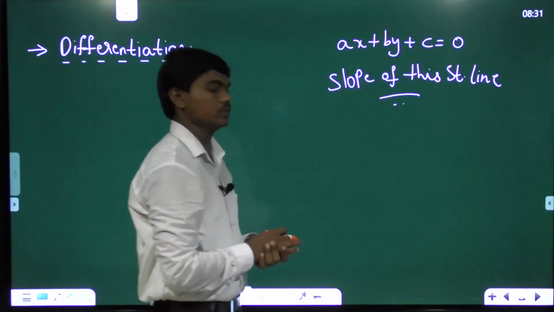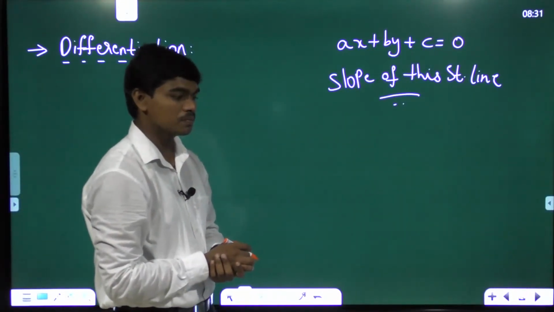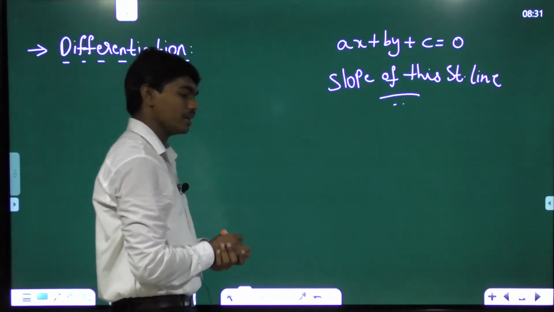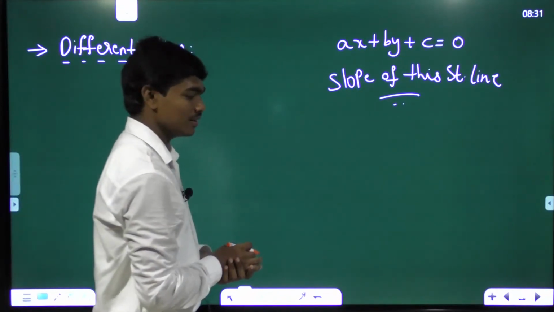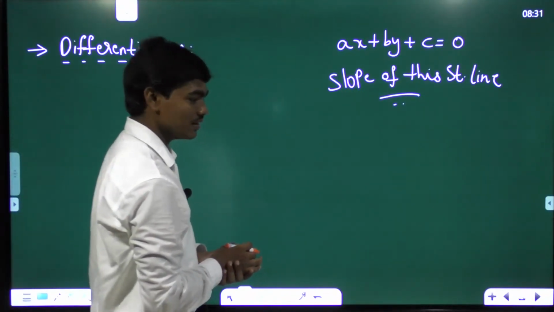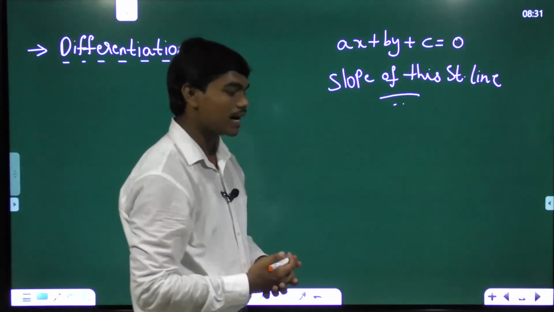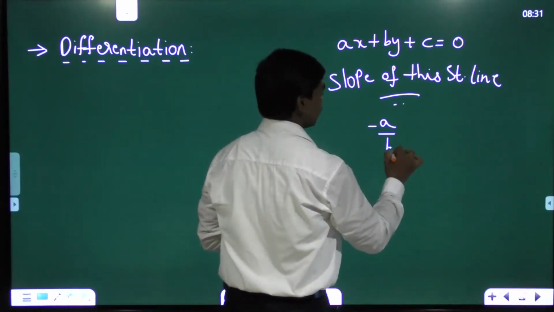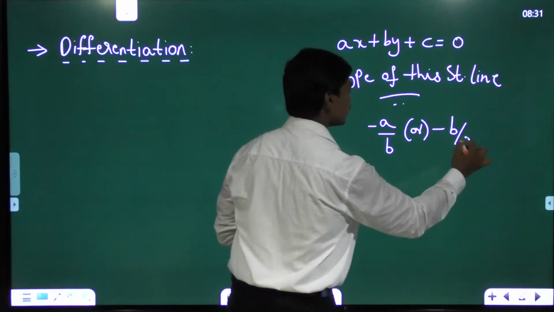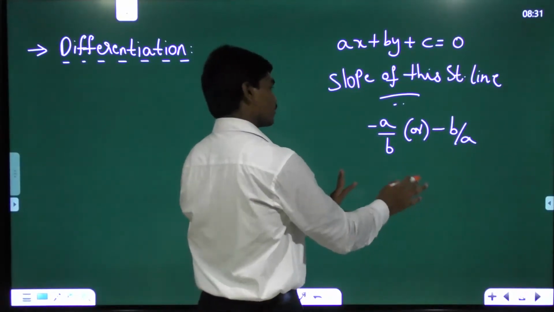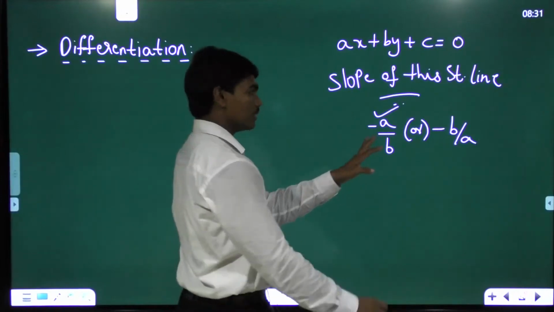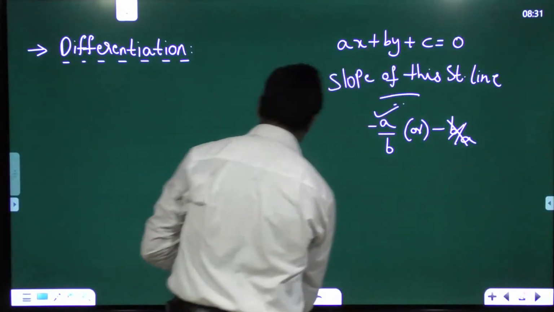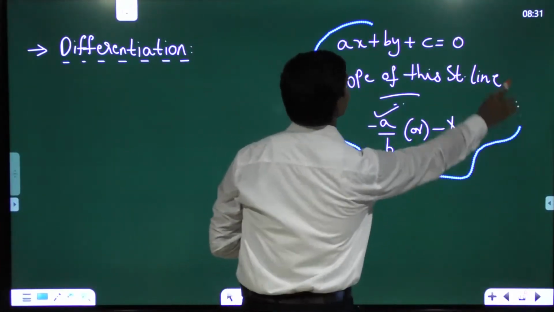ax plus by plus c is equal to 0. Minus b by a. Minus a by b. So I think a lot of battle is going on between minus a by b and minus b by a. Let us sort it out. Is it minus a by b or minus b by a, in a short time? One of these two is correct. The actual answer is minus a by b, and this is the wrong answer, of course. So let us see why this is minus a by b. This is just for your understanding, just a school thing.